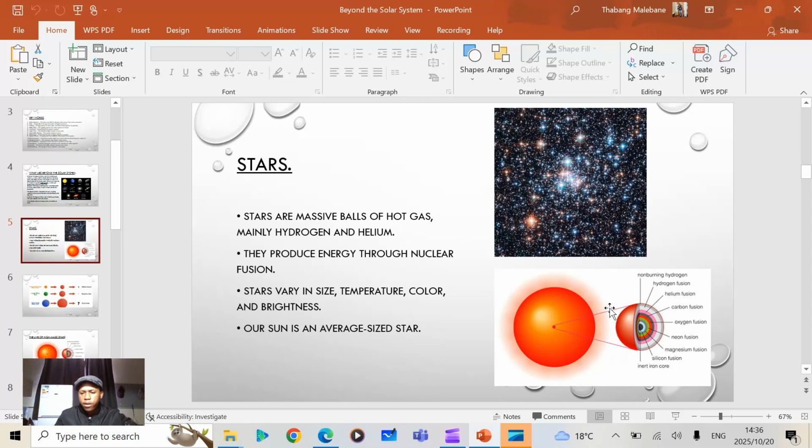Here's an example of how a star is made up. A star is a massive hot ball of hot gases, and this is what it is made of. You'll see that in detail in the next slide.